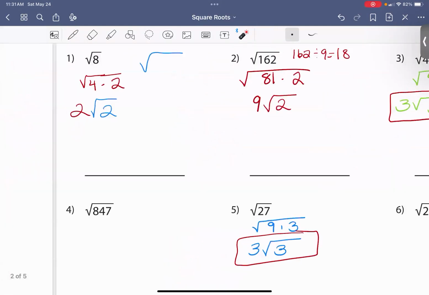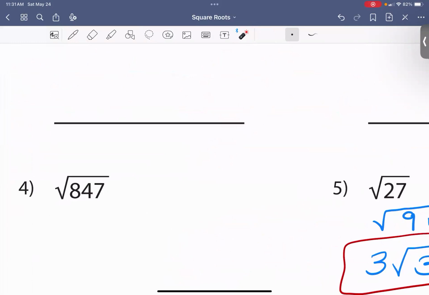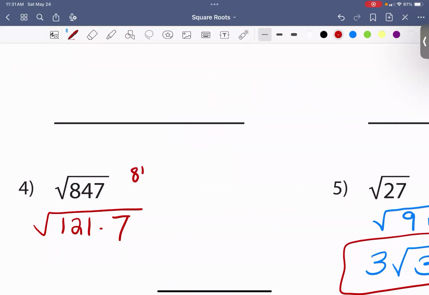Okay, let's do this one. The square root of 847. So the square root of 121 times the square root of 7 gives me 847. What I did ahead of time was go through all the perfect squares and divide. I did 847 divided by 121. That gave me 7.